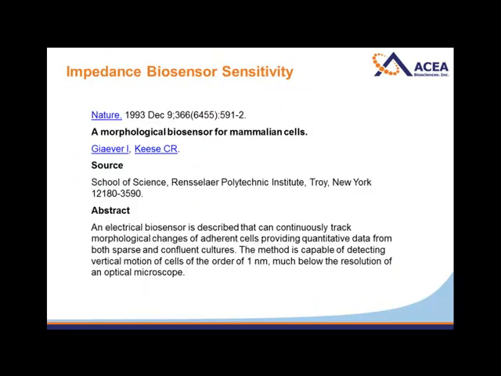So getting to the sensitivity issue, it's very sensitive is the bottom line. And so what I do to explain that is I go back to one of the early publications. This is from the early 90s. These two gentlemen, Giaever and Keese, are sort of the academic researchers who pioneered impedance biosensors. And their electrode design is a little different than ours. They use kind of an interdigitated design, where our patented design is this beads on a string. But to a first approximation, they're very similar in terms of the data that they output. And they did some back-of-the-envelope calculations in this publication and came to the conclusion that the method is capable of detecting the vertical motion of cells on the order of 1 nanometer, much below the resolution of an optical microscope.